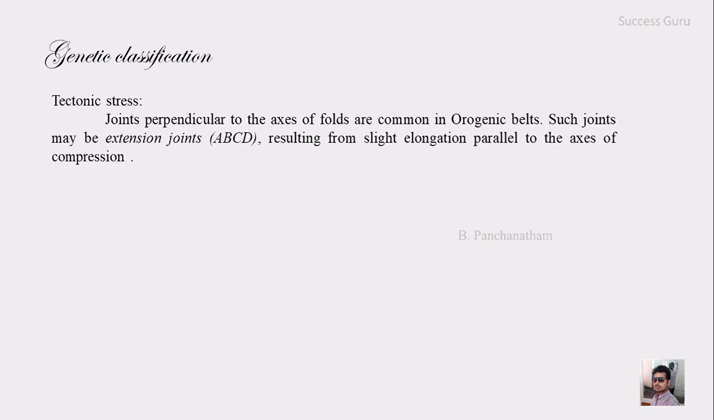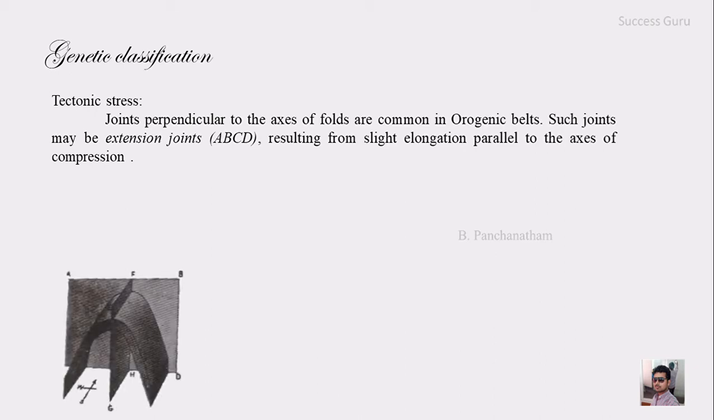The first one is the genetic classification, that is, tectonic stress. Joints perpendicular to the axis of fold are common in orogenic belts, and such joints may be called extensional joints. Here is the image which shows that ABCD is the extension joint, resulting from slight elongation parallel to the axis of compression. So joints that form parallel to the axis of compression in the folded region are called extension joints.